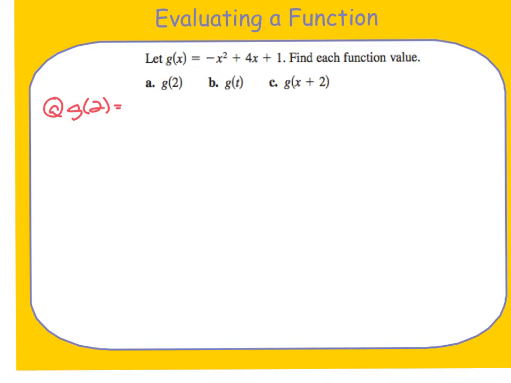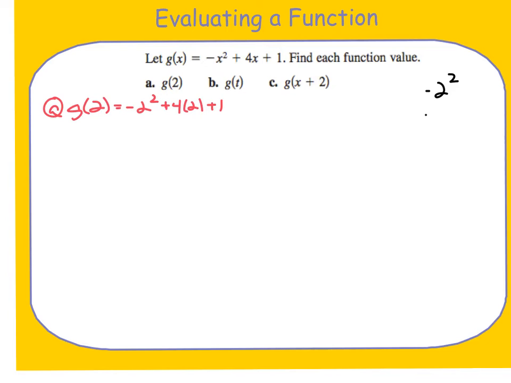So all I'm going to do is take 2 and substitute it in for what? X. So now I have negative 2 squared plus 4 times 2 plus 1. Now, I guess I should do this for my online folk as well.